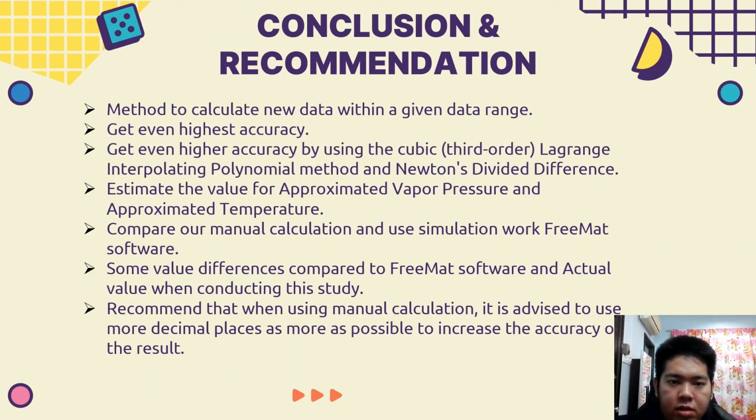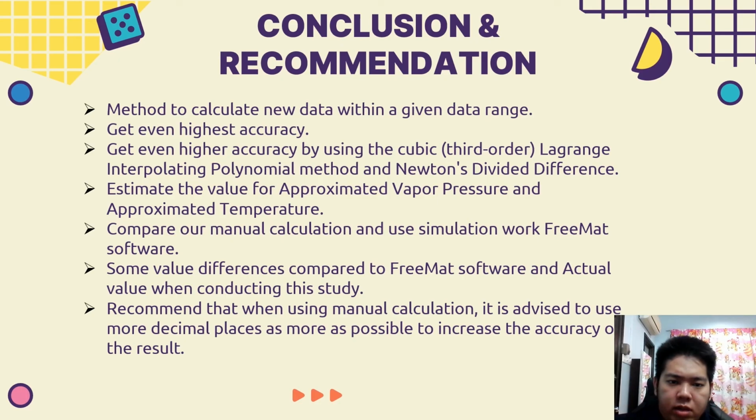In conclusion, interpolation is a method to calculate new data within a given data range. By using this method, we can get higher accuracy. Besides, we also found that we can get even higher accuracy by using the cubic third order Lagrange interpolating polynomial method and the Newton divided difference. We can estimate the value of approximate vapor pressure and approximate temperature for our case study.